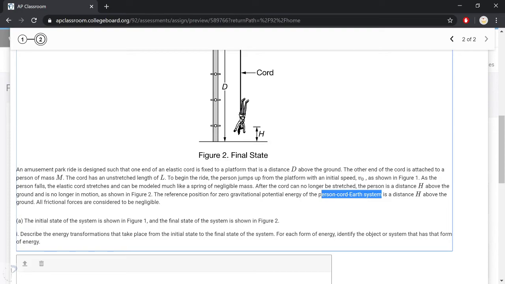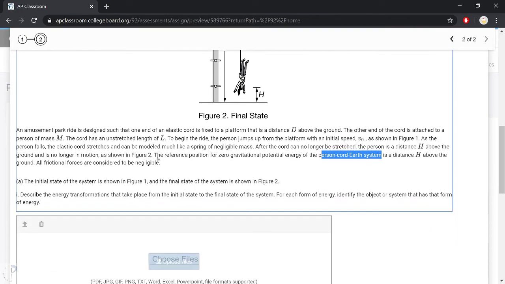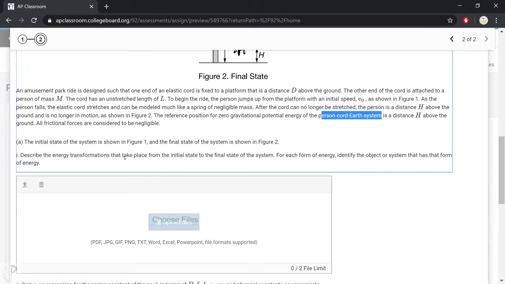All right. So again, at the bottom, h above the ground is h0, the reference position. All frictional forces are considered to be negligible. All right, nice. There's no air resistance and other things. The initial state of the system is shown in figure 1, and the final state of the system is shown in figure 2.